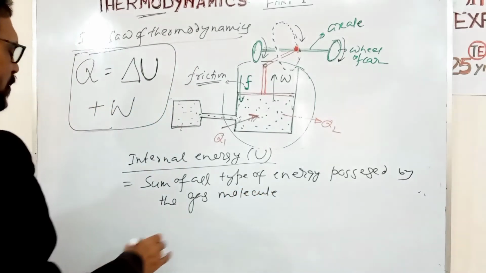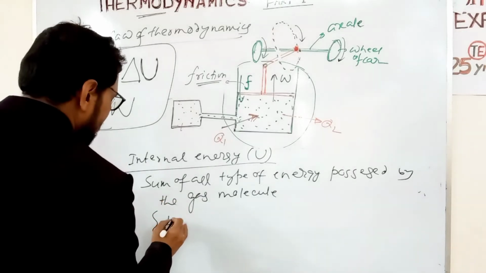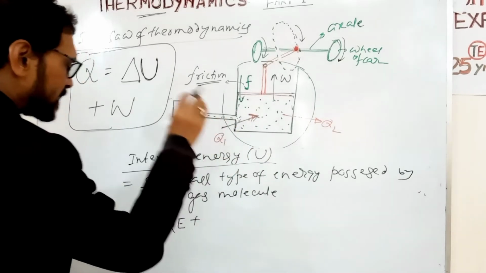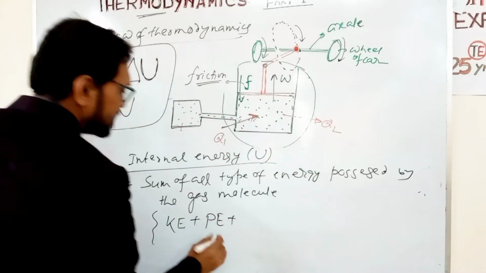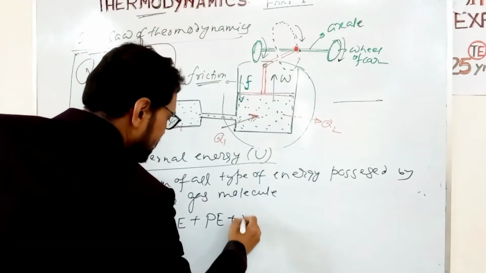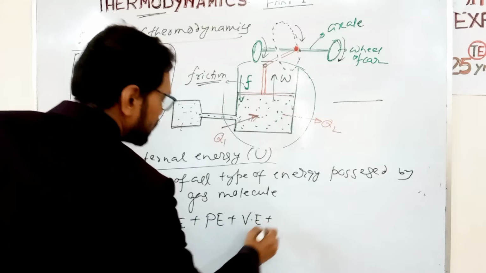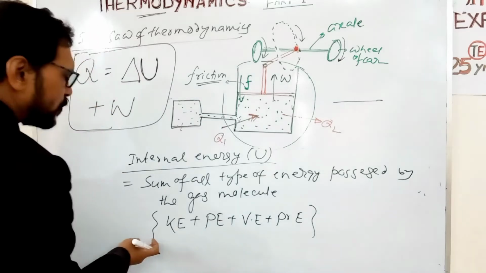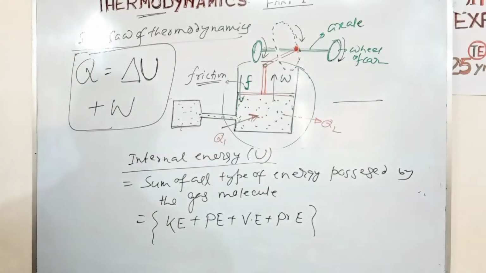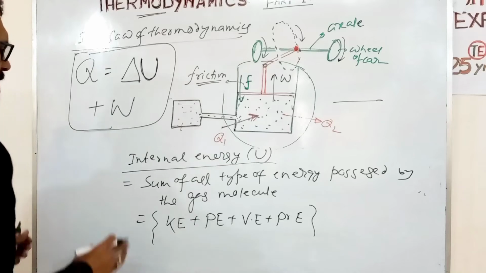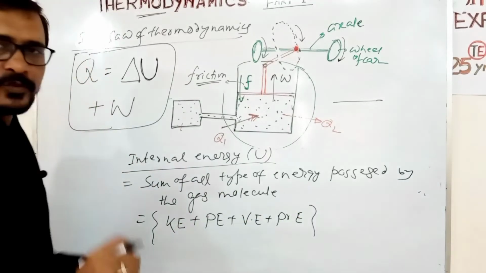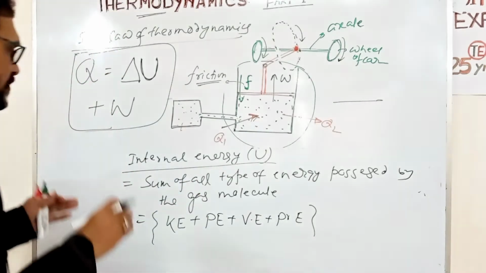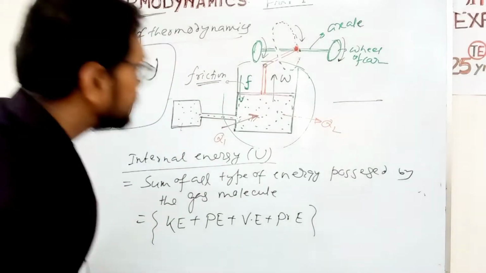That is, a gas has different types of motion due to its velocity, kinetic energy, and due to its particular position. Due to the particular position of the gas molecules, it possesses some potential energy. The gas molecules also vibrate, so vibrational energy, plus the pressure energy. So the sum of all types of energy is internal energy. We cannot measure the absolute internal energy of a gas system, but the change of internal energy can be measured.